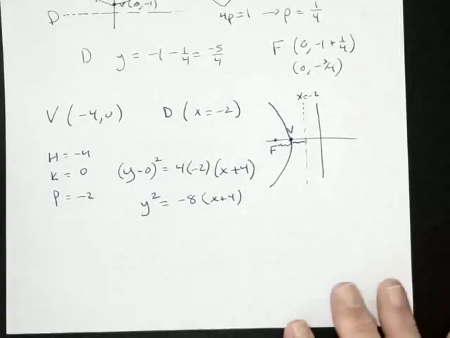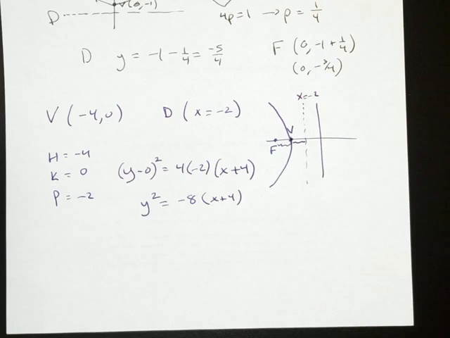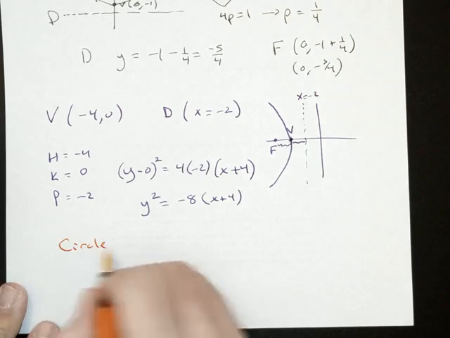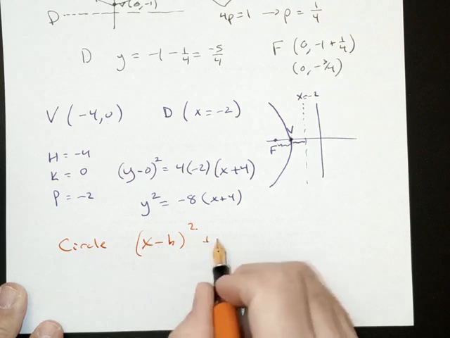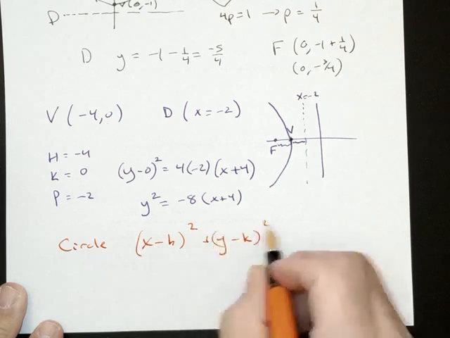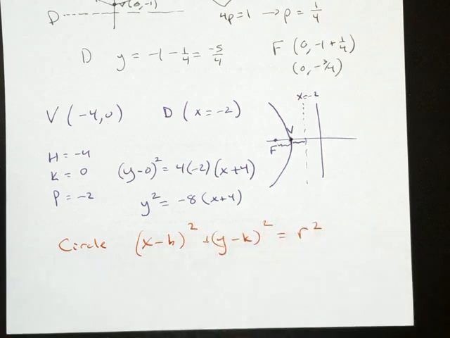One of the options on that app is circles. But I'm hoping you remember the equation for a circle. The equation for a circle looks like that, where the center of my circle is h, k and the radius of my circle is r.